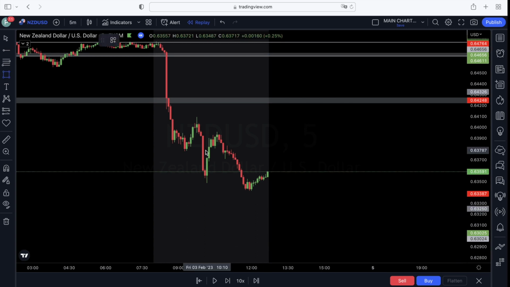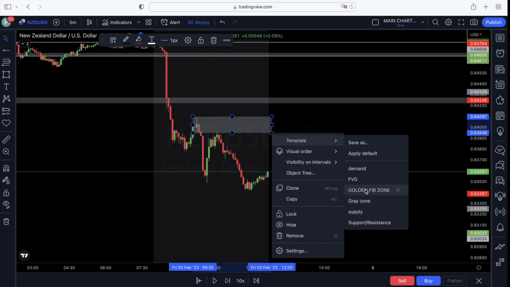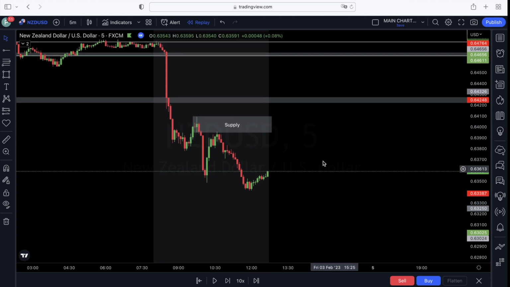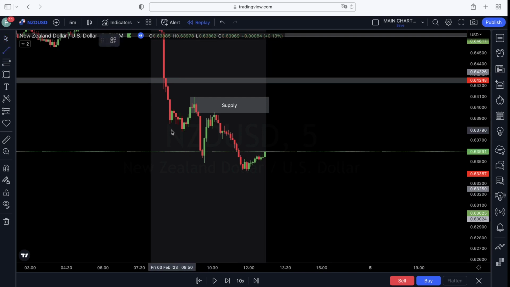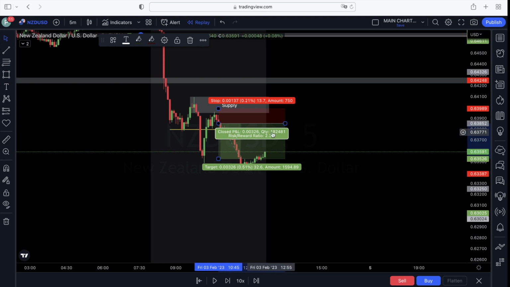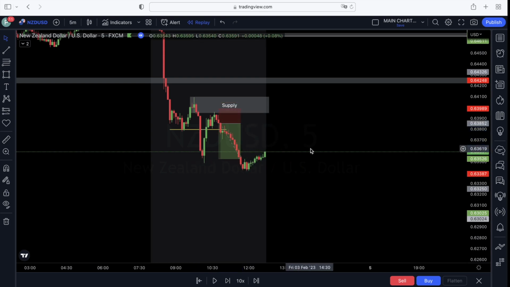Let's see. After NFP, we got this supply that was formed. Supply was formed. Break of structure. Boom. Short position. After this last candle was broken, it's right there. Stop loss right there. Aiming for this last low, which is 32 pips. Okay. That was a W.